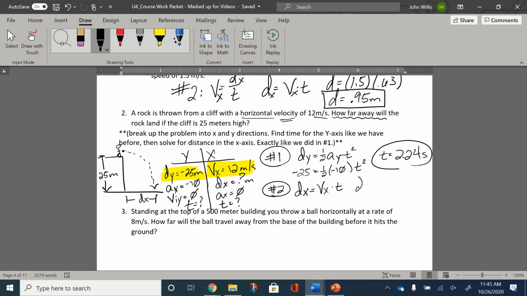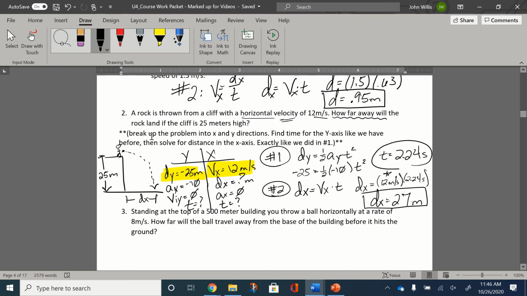So in this particular case, your horizontal displacement is going to be equal to 12 meters per second multiplied by your 2.24 seconds. Your units of seconds will cancel each other out, and you're going to get a horizontal displacement of 27 meters from the base of the cliff. All right, if it traveled faster in those 2.25 seconds, it would go further. If it traveled slower, it would not go as far.